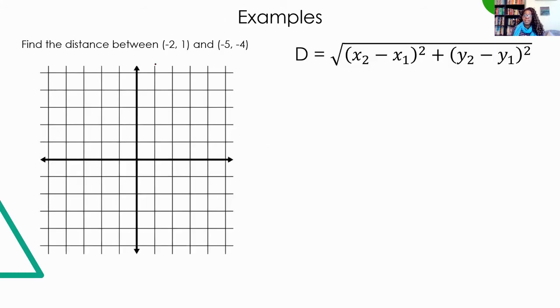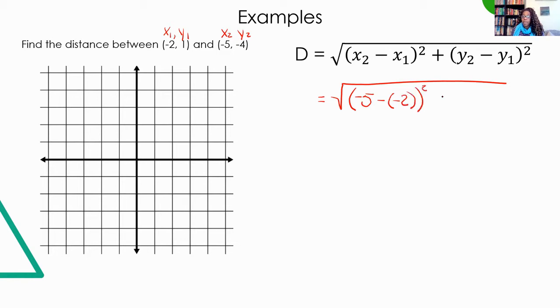So we have: find the distance between (-2, 1) and (-5, -4). Since (-2, 1) is my first point, this is going to be my x sub 1 and my y sub 1, 1 meaning the first point. Since this is my second point, this is going to be my x sub 2 and my y sub 2. So notice all I have to do is plug it into our formula. So my x sub 2, that's -5, minus my x sub 1, which is -2.